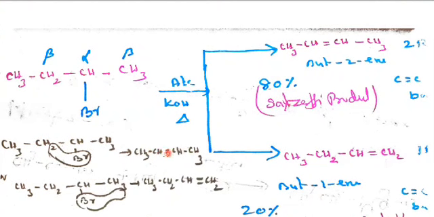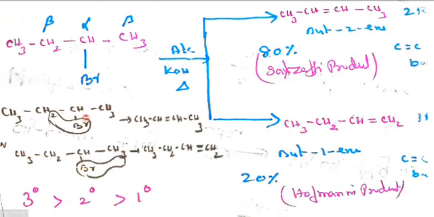Here CH double bond CH is called an alkene, or we can also call it an olefin. To this alkene, two alkyl groups are attached: one methyl and another methyl. So 2R is attached. It is numbered 1, 2, 3, 4, so 2-butene is the correct answer. This is the 80% Zaitsev product because two alkyl groups are attached to the double bond.